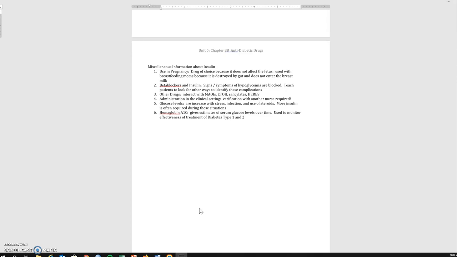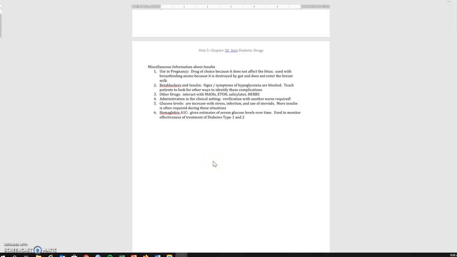Glucose levels increase with stress, infection, and the use of steroids, so more insulin is often required in these situations. Also, the individual who is being managed with an oral agent and has type 2 diabetes may require insulin during a period of stress, illness, or when they are on steroids, and you need to be able to explain this glucose level need to these individuals.